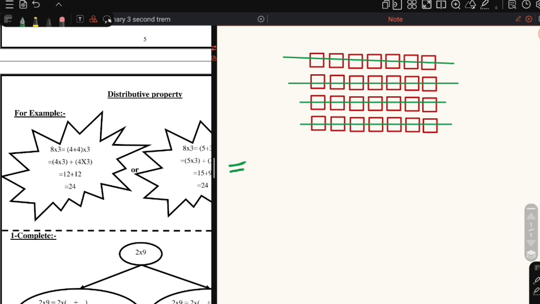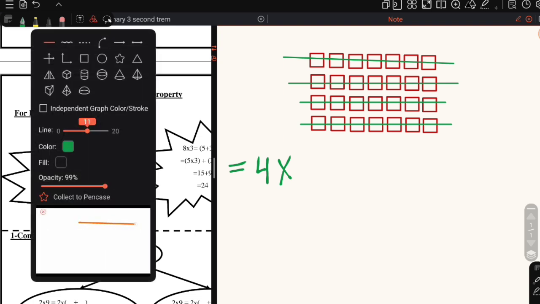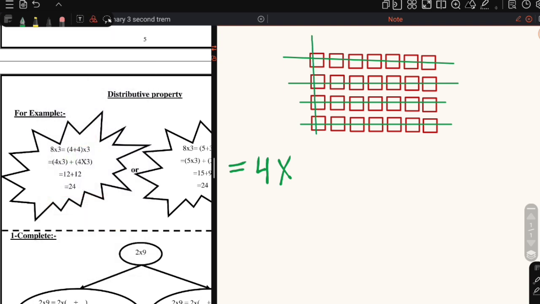So I will write here 4 rows times how many columns. Let's find how many columns. Okay, let's see. 1, 2, 3, 4, 5, 6, 7. So the result here is, yes, 7. 4 times 7. Okay.